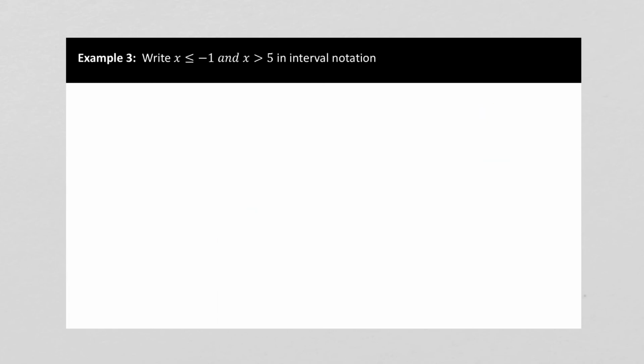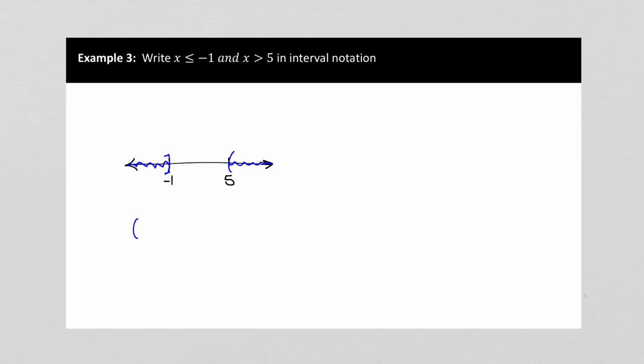Now, what if we have it split up where we've got a situation where x is less than or equal to -1. So we've got going to the left here. And x is greater than 5. So it's going in opposite directions. So here's how we write that. We always go from left to right.